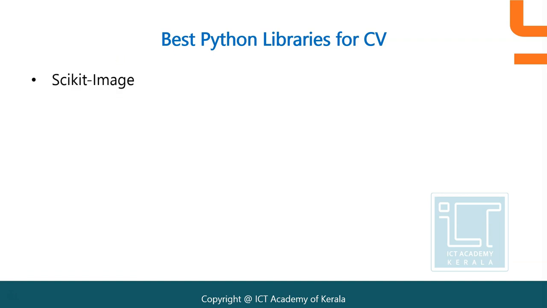The first one is scikit-image. That's a collection of algorithms for image processing in Python. Next one is SimpleCV. That's an open source computer vision framework that gives access to several high-powered computer vision libraries such as OpenCV. The next one is Vigra NumPy. That's a Python binding for the Vigra C++ computer vision library. Next one is OpenFace. That's a free and open source face recognition with deep neural networks.